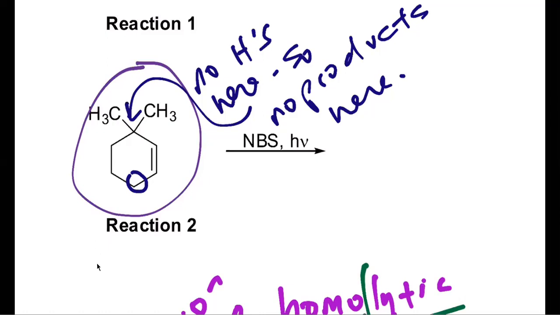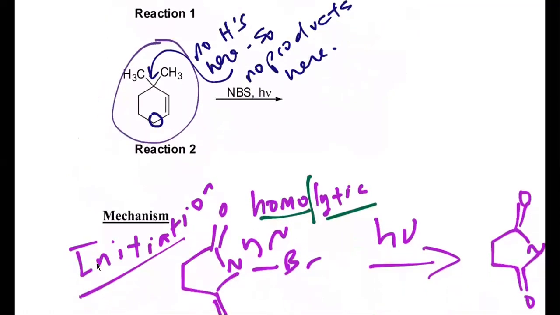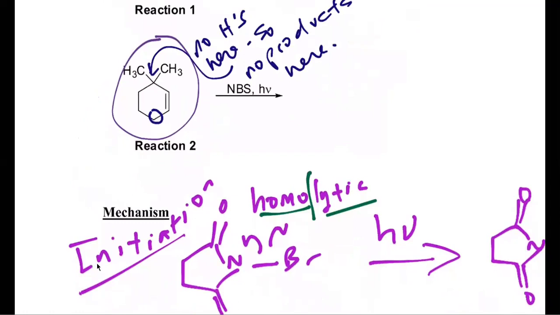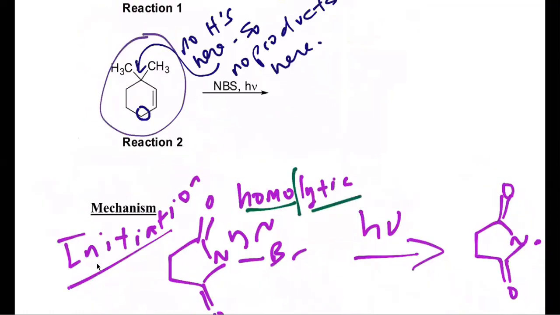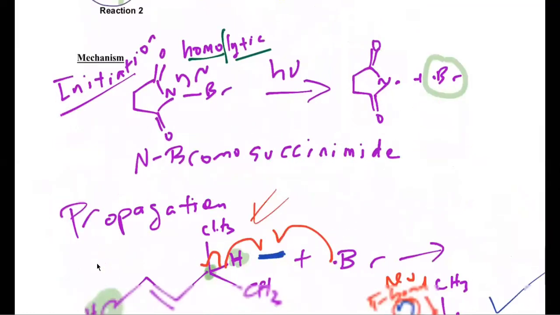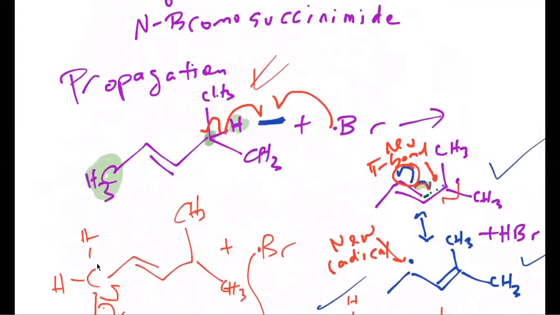So here, let's go through this mechanism real quick. So that's my starting material right here. All right. So initiation doesn't change. The NBS, you're going to break the N-Br bond with light, homolytic cleavage, so you get a bromine radical. The propagation step is going to be different.